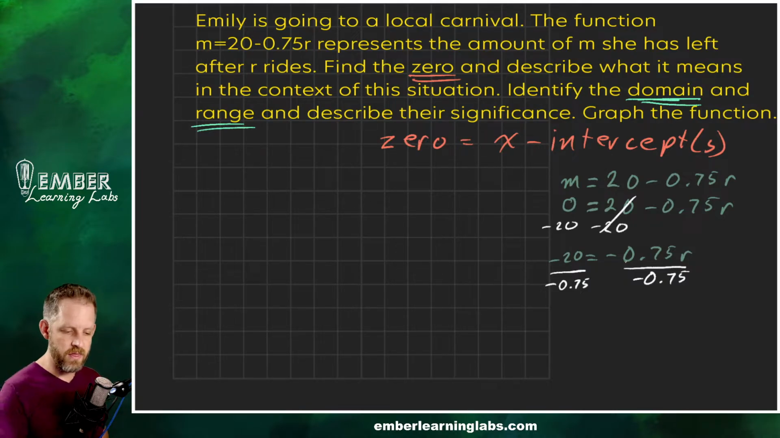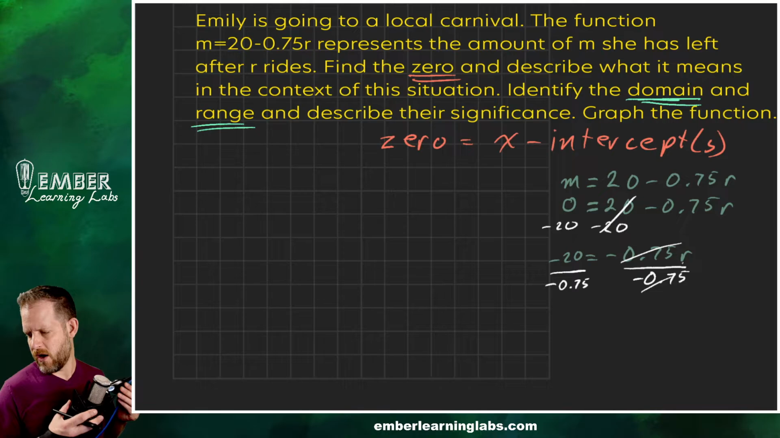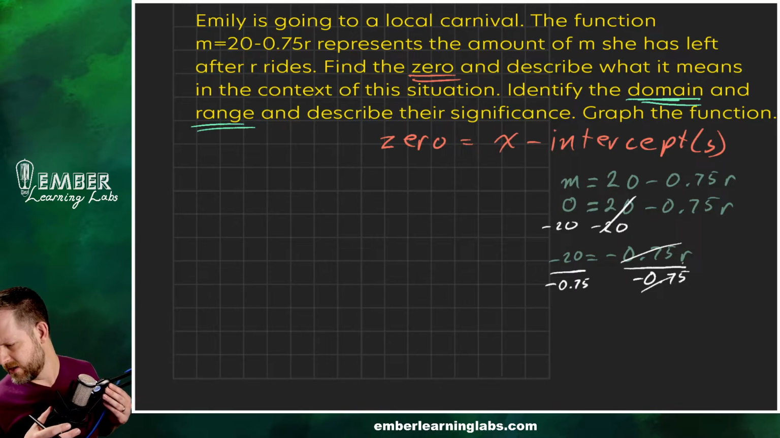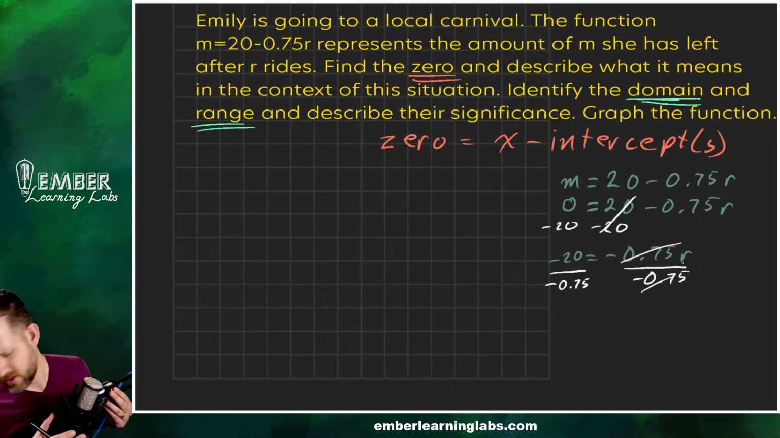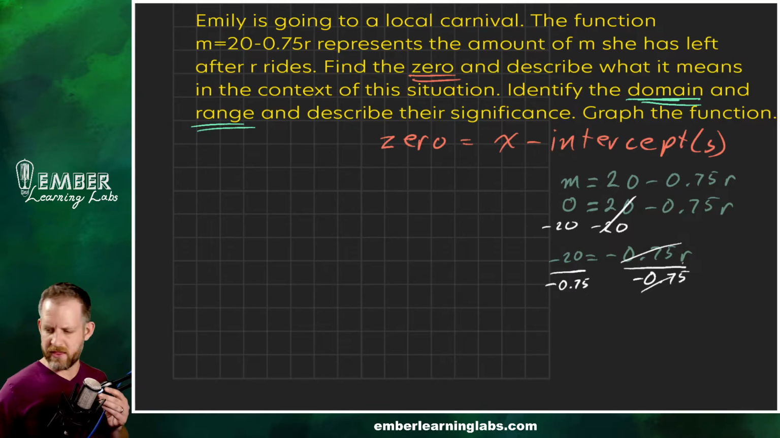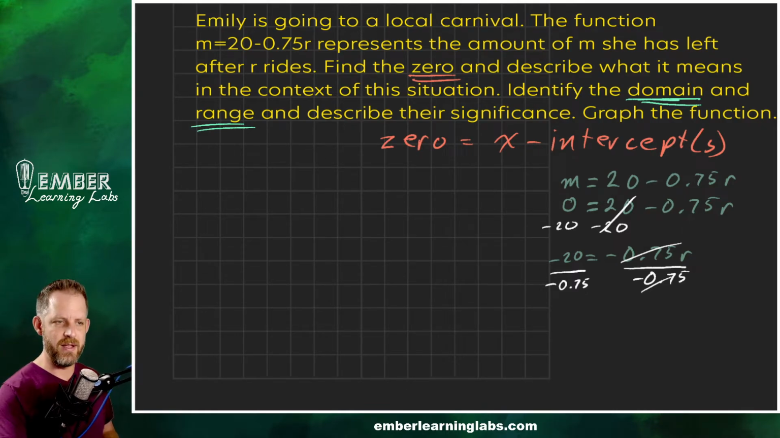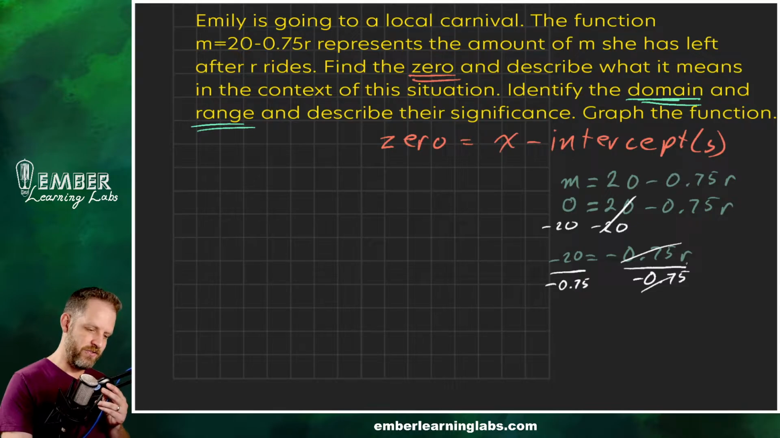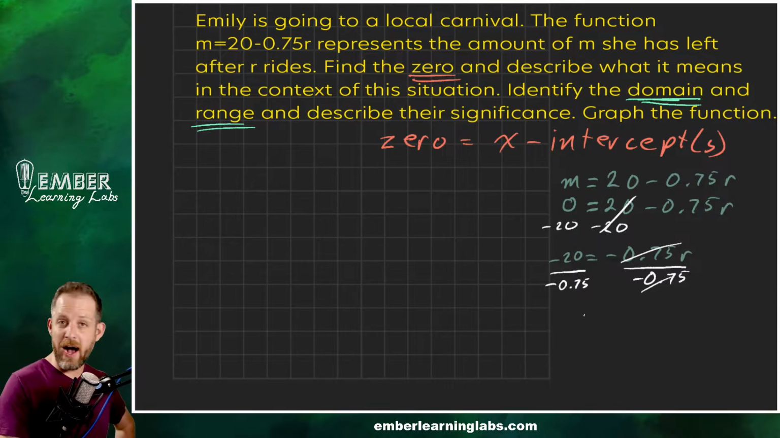Okay. Then what we get for r on this one is 26, which I think is right. Let me double check that. So it was right-ish. So it ends up being positive, right? Because we've got negative divided by negative. Positive.